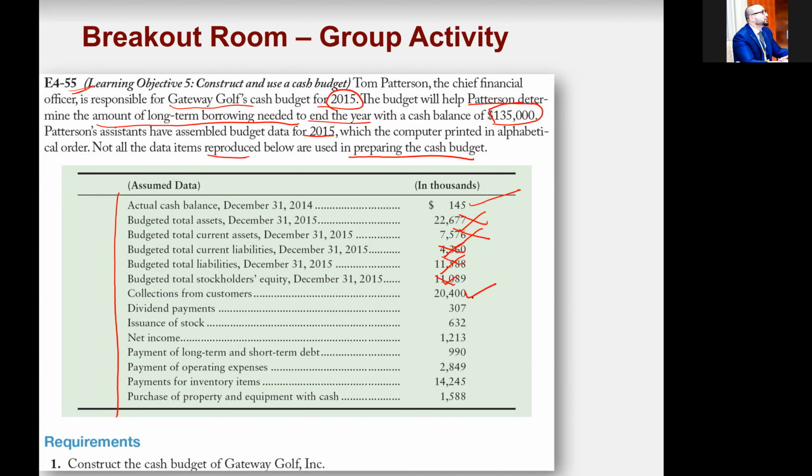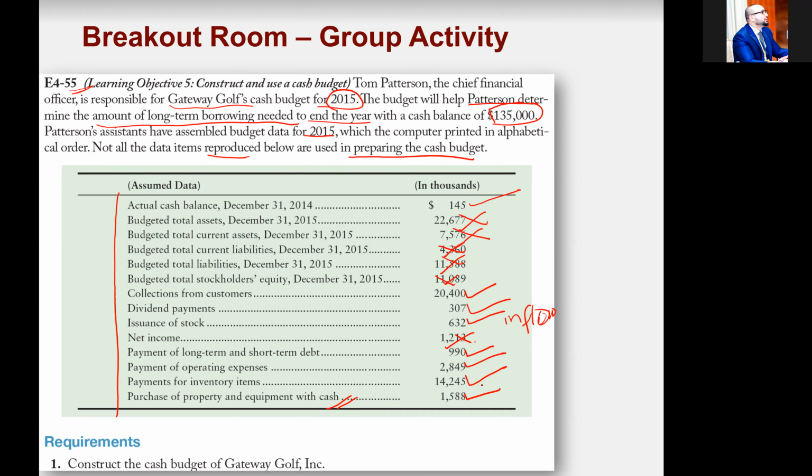Collection from customers, we need that. Dividend payments, we need that. Issuance of stock, we need that because when stocks are issued, this is an inflow. When stocks are issued, we receive cash. Net income is not included here. Payment of long-term debt, yes. Payment of operating expense, yes. Inventory item, yes. Purchase of plant and property with cash, yes.